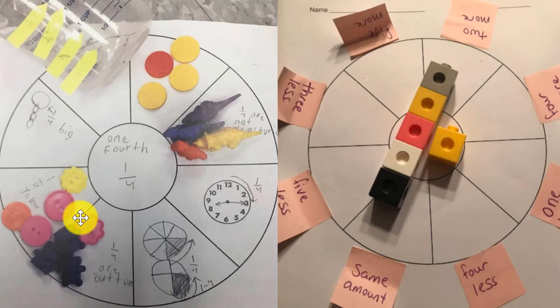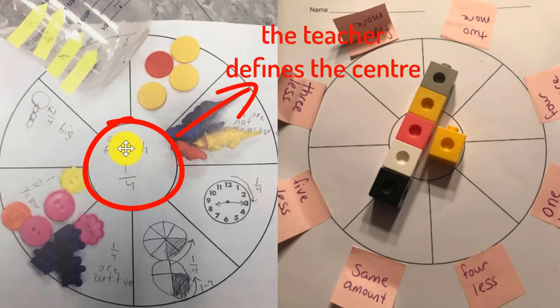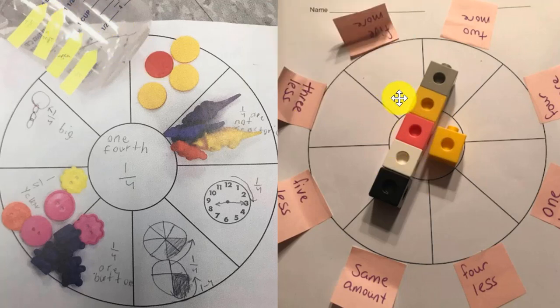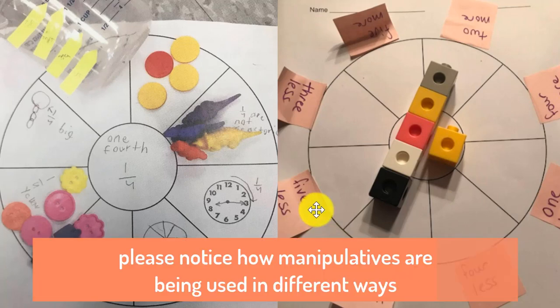Here are some examples. On the left, we have 1/4 being represented by time, by an area model, by a set model, connecting to measuring cups. On the right, we have a number defined in the middle, and students are asked to think about 4 less, the same amount, 5 less, 2 more.